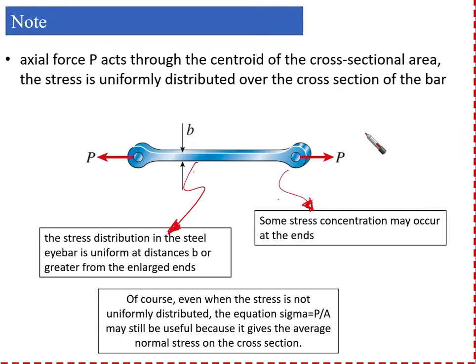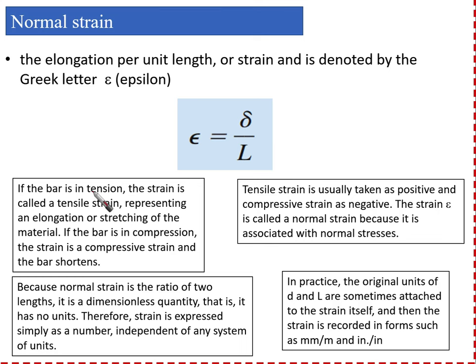Delta over L. If the bar is in tension, the strain is called tensile strain, representing an elongation or stretching of the material. If the bar is in compression, the strain is a compressive strain and the bar shortens. We have mentioned this before. Tensile strain is usually taken as positive, it's the sign convention, and compressive strain as negative. The strain epsilon is called a normal strain. Why? Because it is associated with normal stresses. So whenever we say normal strain, it means that it is associated with normal stresses.